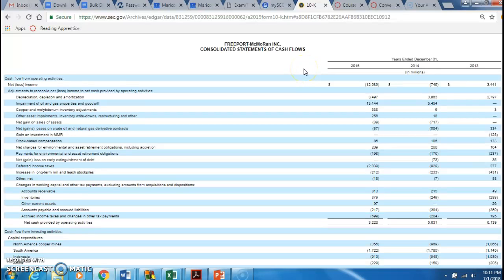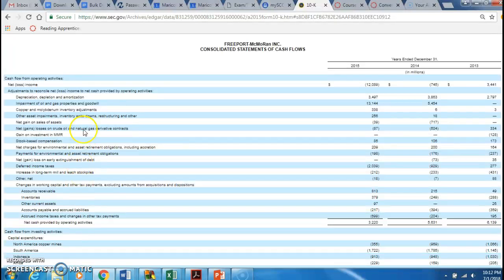Here we have the financial statement titled The Consolidated Statements of Cash Flows. And this is for Freeport-McMoRan. So let's go ahead and start at the top of the report. The upper right-hand section here reflects the report is for annual information for the years ended December 31st, 2015, 14, and 13. In addition, the amounts are presented in millions.